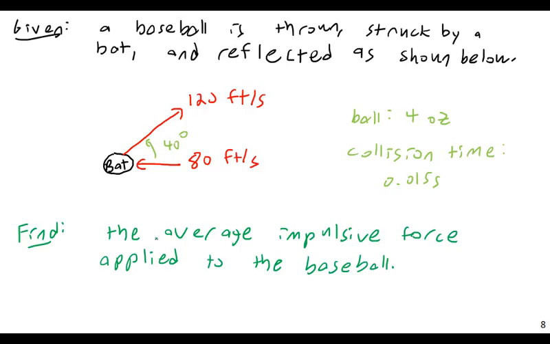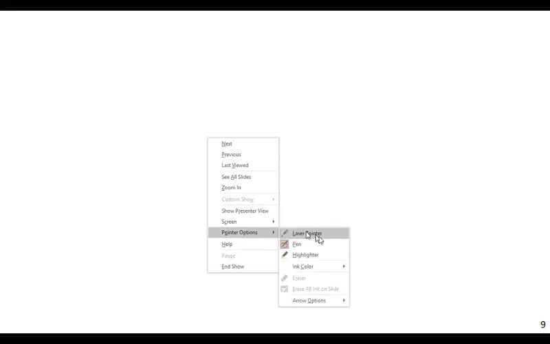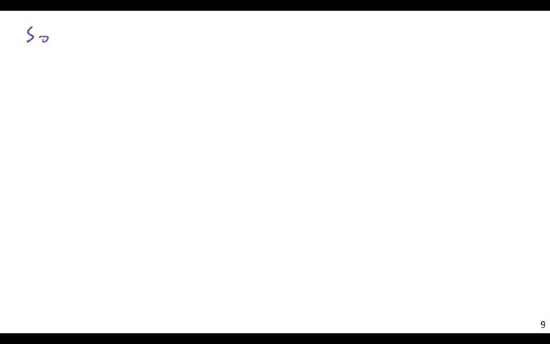Anyway, so let's find that. Oh, and I did put what we're looking for. We are looking for the average impulsive force applied to the ball. And note, I'm not only looking for the magnitude of that force, but I'm looking for its actual vector components. I want to know it not only as its magnitude, but the actual vector components of the force. So let's do that.